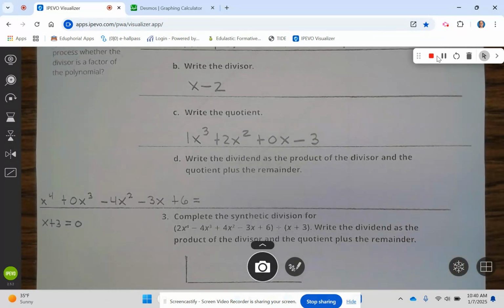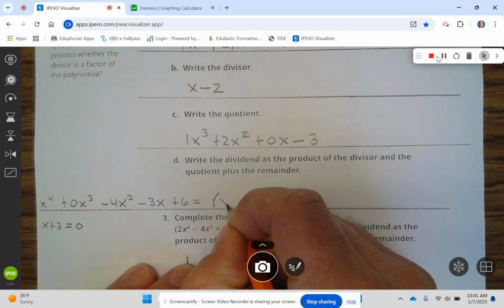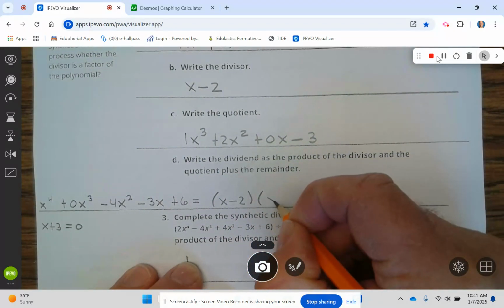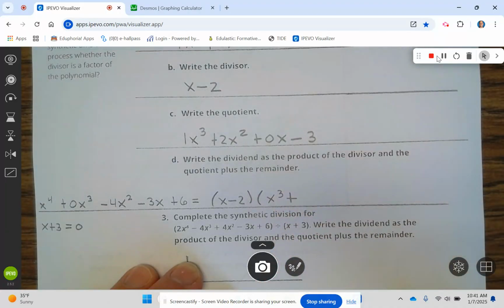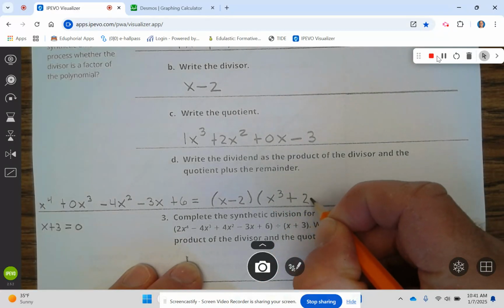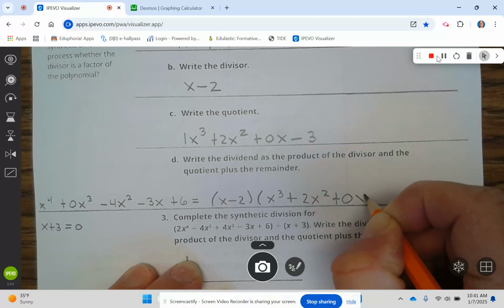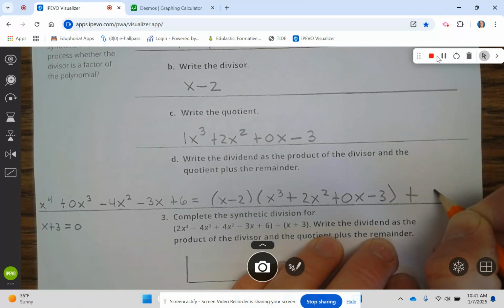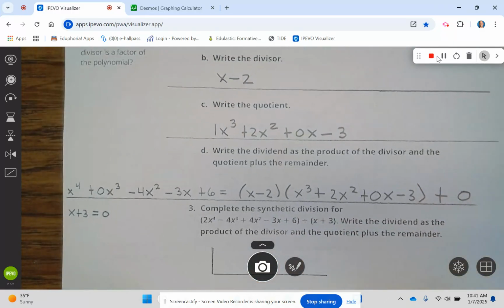Okay, write the dividend as a product of the divisor and the quotient plus the remainder. So x to the fourth plus 0x cubed minus 4x squared minus 3x plus 6 equals x minus 2 times x cubed plus 2x squared plus 0x minus 3, plus the remainder, which is 0. Right.